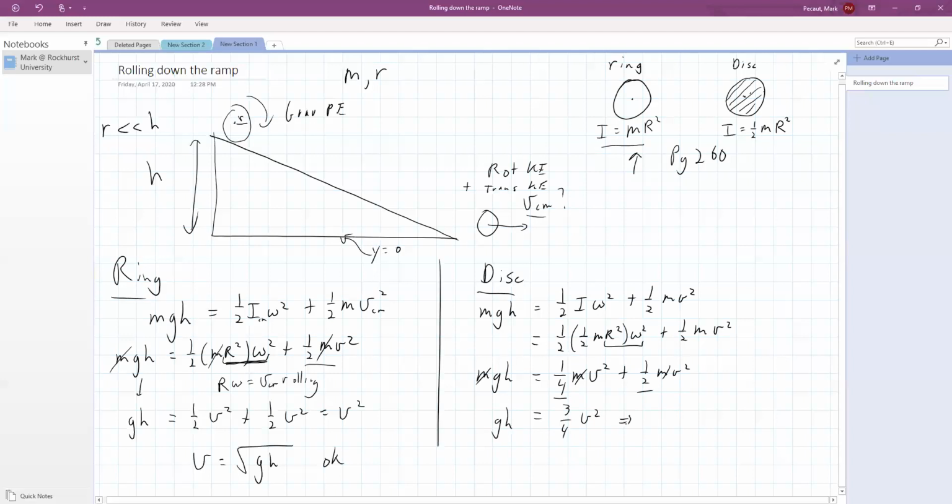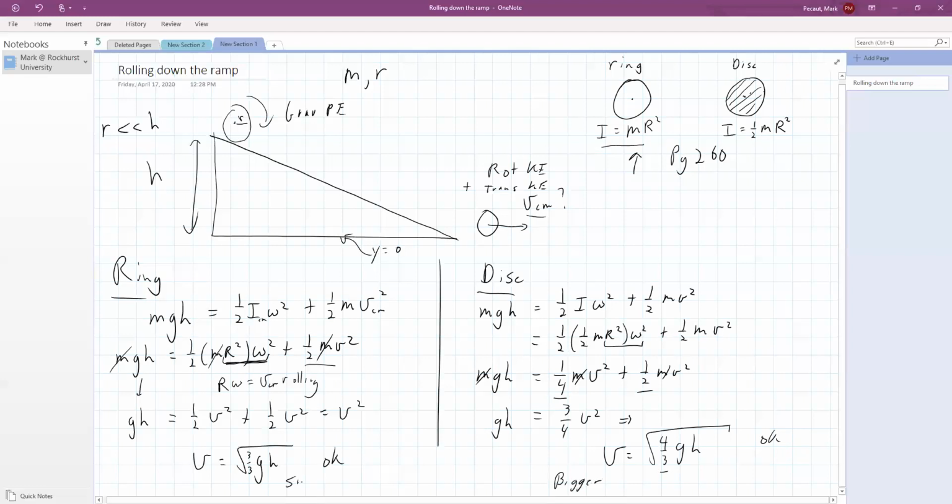And so if I solve for v in this case, I multiply both sides by 4/3 and then take the square root, and that gives me the square root of 4/3 gh. Okay, so that's nice. Which is bigger? Well, there's an implicit 1 out front here, right? So let me compare this fraction to this one. This would be 3/3, right? That's 1. Well, 3/3 is smaller than 4/3, and so this is bigger.